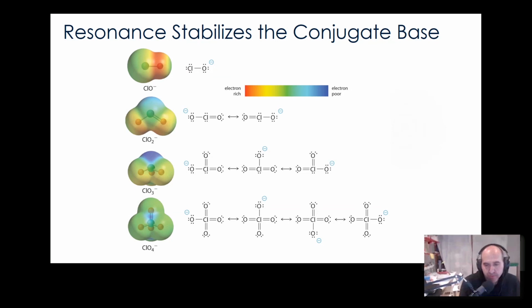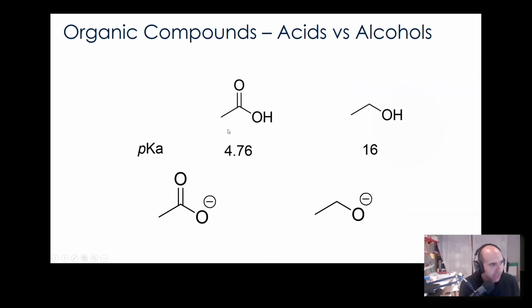Now, if you're going to make arguments about resonance, again, you've got to draw the conjugate base, and you should be drawing resonance contributors in order to justify your point. So the next thing that we're going to look at is resonance. A classic example of this is acids versus alcohols. So here this is acetic acid, just a reminder of what the structure looks like.